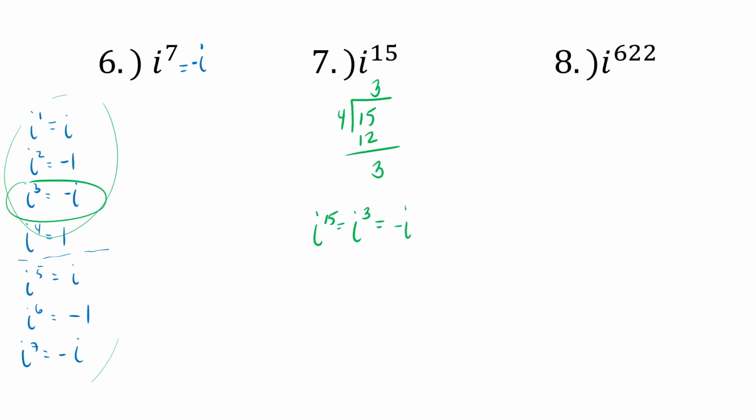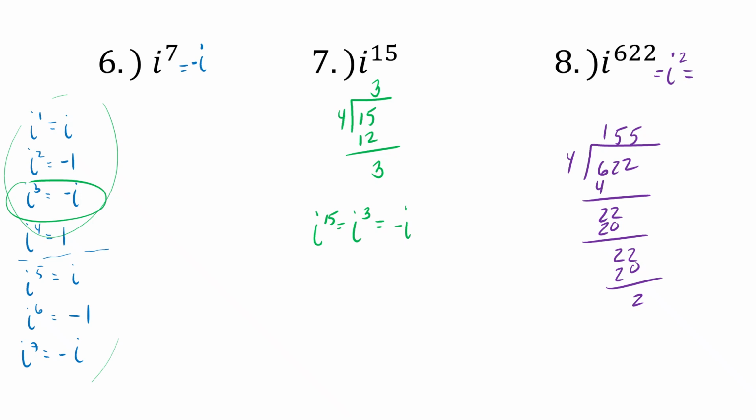And then for the 622, we definitely want to do it that way. So for the 622, we've got 622 divided by 4. 4 goes into 6 1 time, and we subtract. 4 goes into 22 5 times. 5 times 4 is 20. Then we have another 22, so it goes in again. And we have 2 left over. So that means you've got 155 groups of 4 in that 622, and then you have 2 left over, which means this is equal to i squared, and i squared is -1.